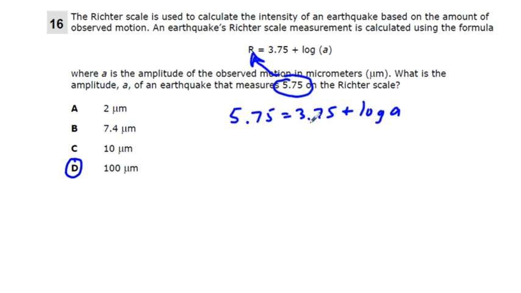Without a calculator, if we subtract 3.75 on both sides, we have 2 equals log base 10 of A. And that would be 10 to the power of what equals A? Well, 10 to the power of 2 is equal to A, and so that would also be 100 equals A. That would be what you could do without a calculator.